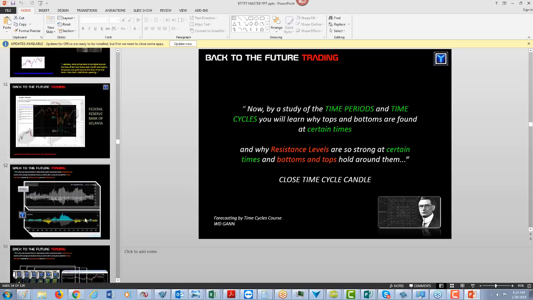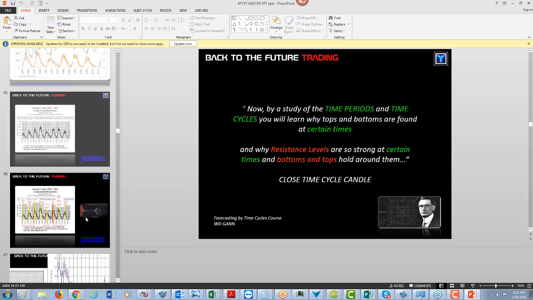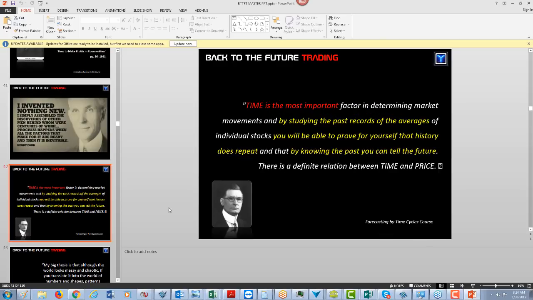Sounds good in theory. There's also another reference to that in this quote up here. There is a definite relation between time and price.